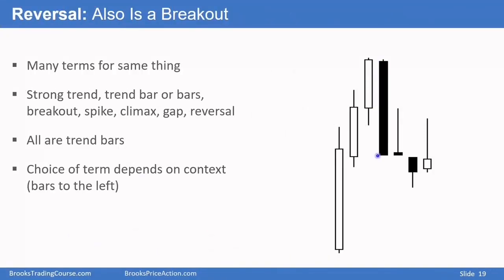Here we have a bear trend bar. So immediately think breakout. What did it break below? Well, it broke below this 3-bar bull channel. It broke below the low of this bar. Does not matter. Anytime I see a big bear trend bar, I think breakout. And again, the choice of the term depends on what took place to the left. Here we were rallying, and now we have a big bear trend bar. So I would refer to that as a reversal, but it's still a breakout.